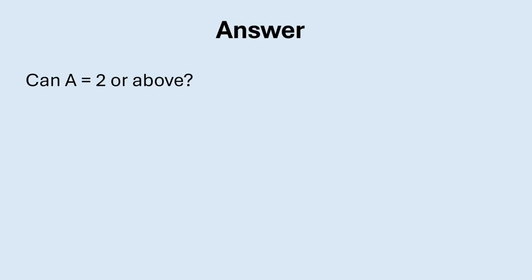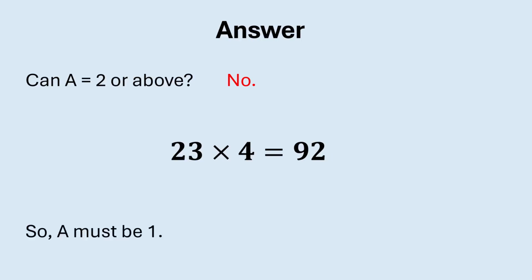So for example, if A is equal to 2, and we can give B and C the smallest possible values, 3 and 4. So 23 times 4 is equal to 92. And this is not good enough. And similarly, if you give A the value 3 or above, it will be more problematic. So that means A cannot take the value 2 or above, and it must be 1. And here the equation will be 1B times C is equal to DE.